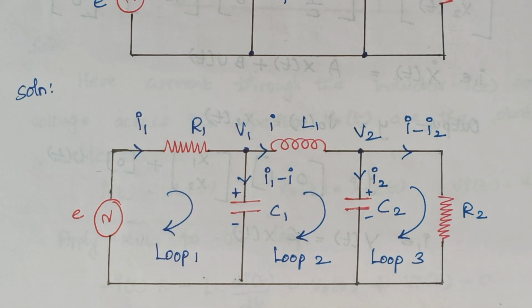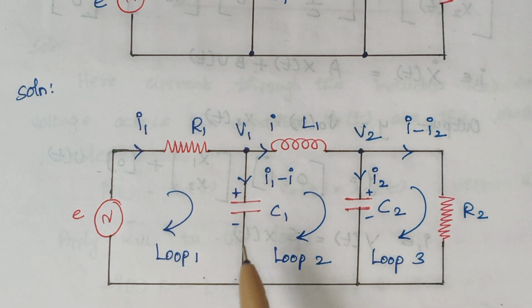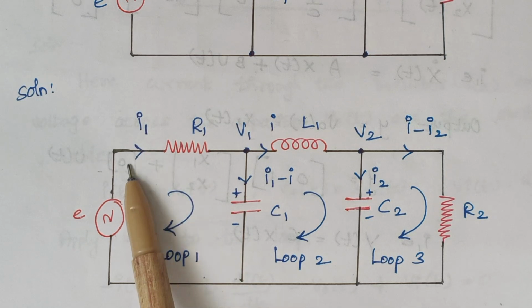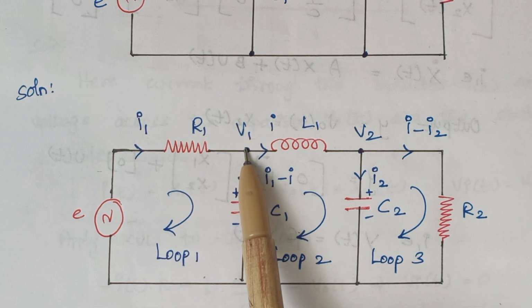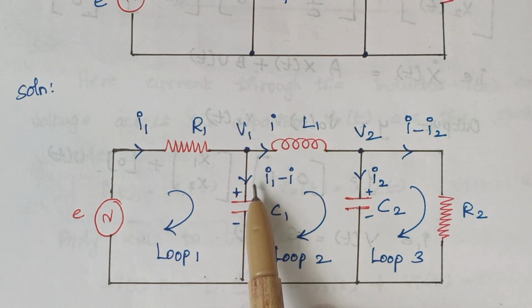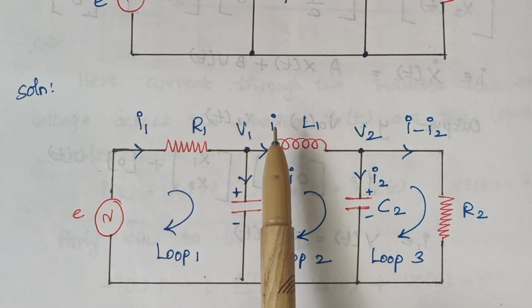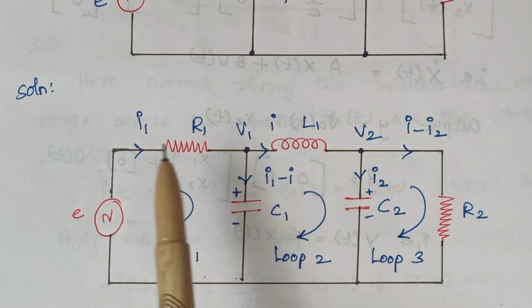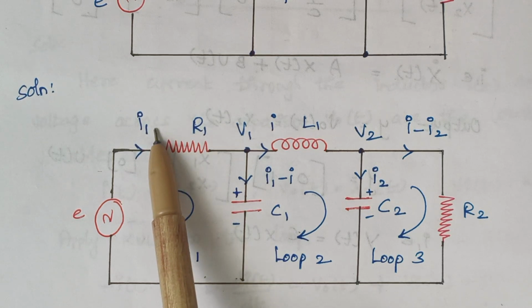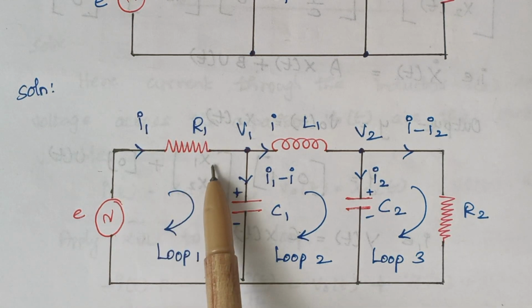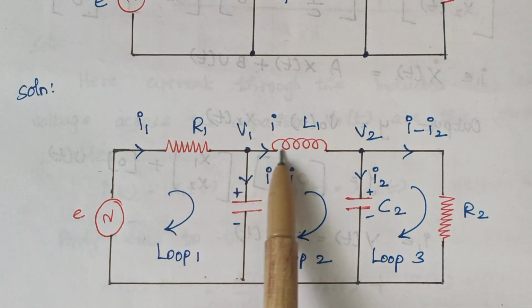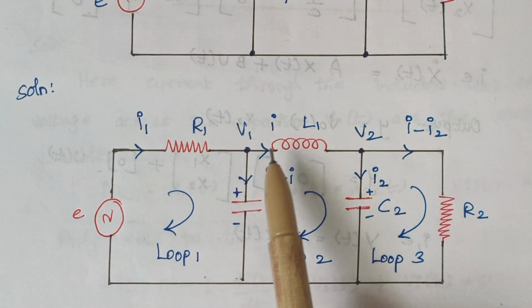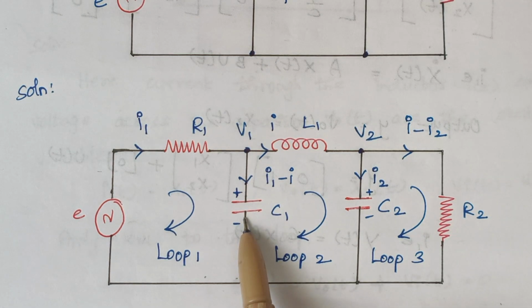The first step is to find the currents which flow in different branches of the given circuit. Initially we assume the current flowing through this part is I1. At this node, I1 gets divided into two: one part is I, and the current flowing through this path will be I1 minus I. For example, consider 5 amps flowing in and 3 amps flowing away. Then 5 minus 3 remaining is 2, and that 2 amps will flow through this path.